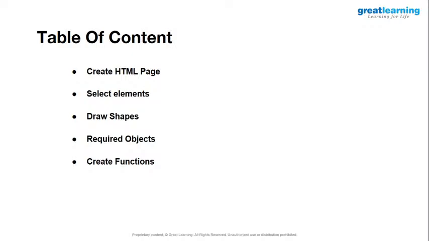The table of contents. What are the things that we are going to build? Okay, cool, guys. The things that we are going to cover in this section: we are going to first create an HTML page. Then we are going to select those elements which we created in our HTML page. Then we are going to draw shapes, then create the required objects, and then create those functions. Okay, now let's get started.